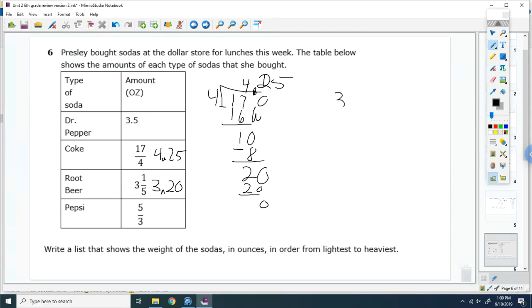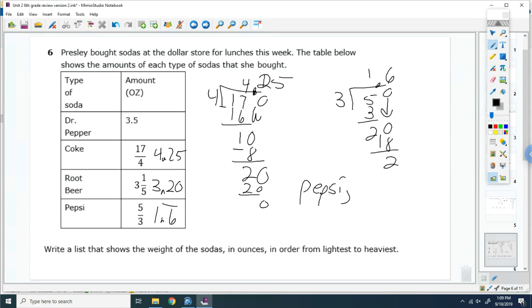And then we're going to divide 3 into 5. 3 goes into 26 times. It's going to be 20 again. So this would be 1.6 repeating. So Pepsi will be the lightest, then root beer, then DP, and then Coke.